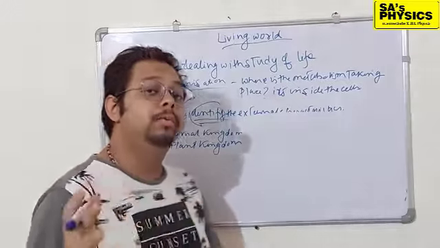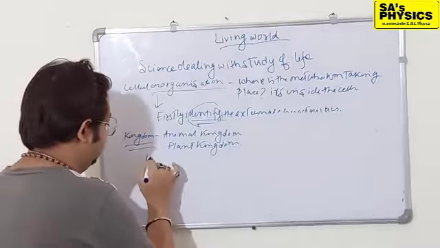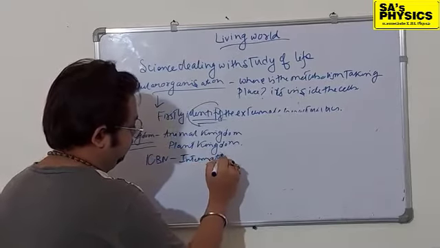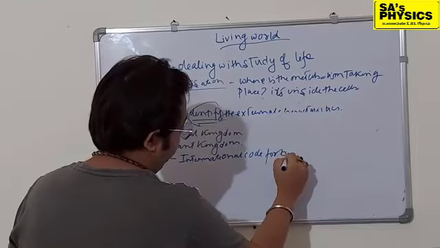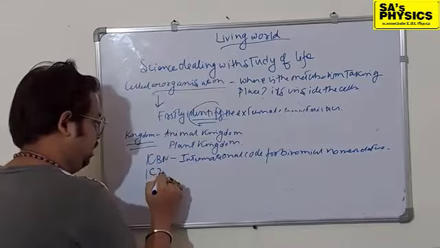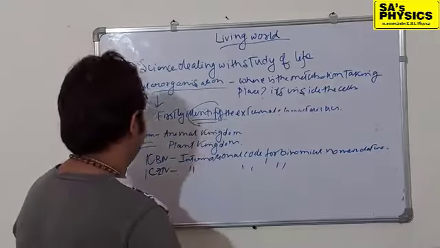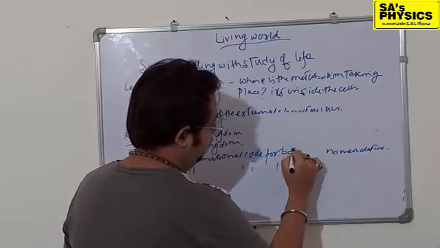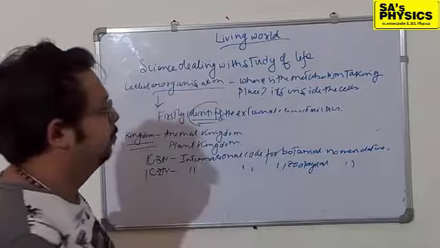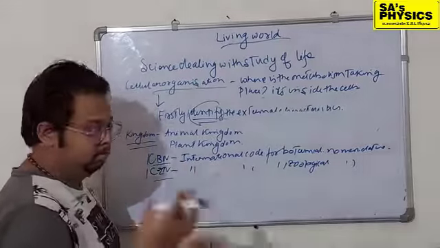The naming, by the way, the binomial nomenclature, the official recognition of any particular species: if it's a plant, the official naming is given by ICBN, International Code for Botanical Nomenclature. And for animals, we have ICZN, International Code for Zoological Nomenclature. So we have ICBN and ICZN, and that's how the official recognition of the name is done.